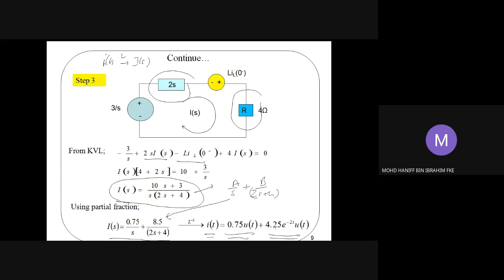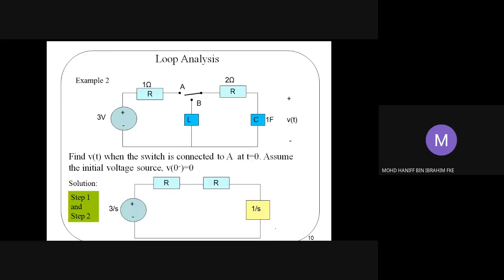Any questions so far on these examples? On these first examples here? No. Okay. If there are no questions, let us proceed with the second example here.